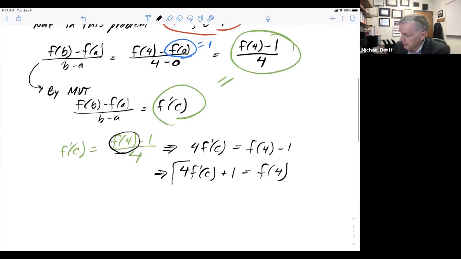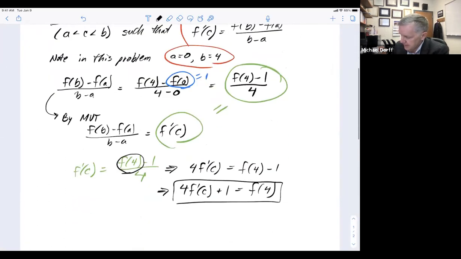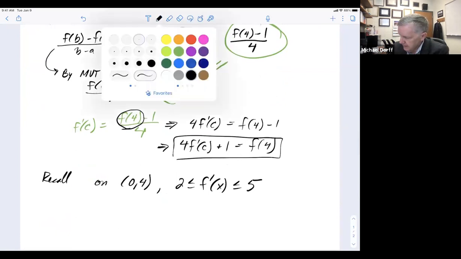Okay, so I now know that f of 4 equals 4 times f prime of c plus 1. Well, what's the smallest f prime of c can be? Well, going back to the very beginning, we recall that on the interval from 0 to 4, f prime of x, the smallest it can be is 2, and the largest it can be is 5.